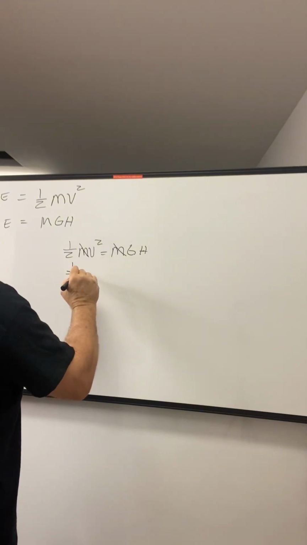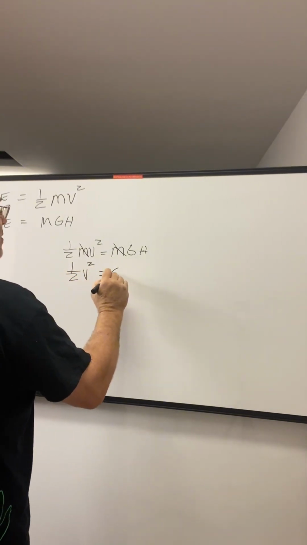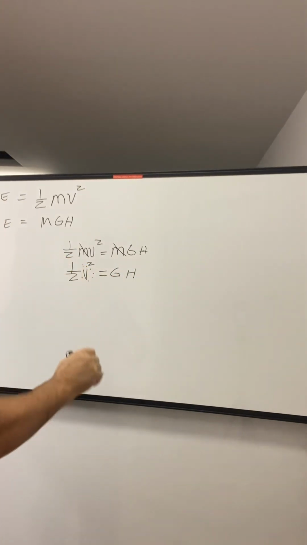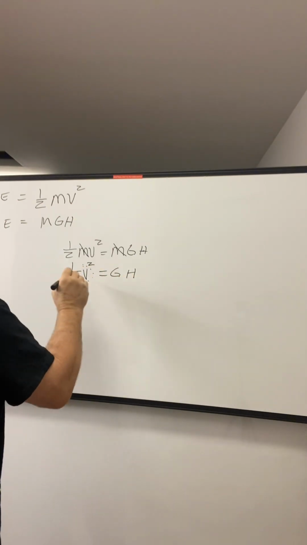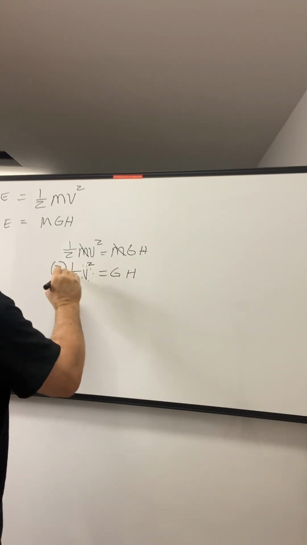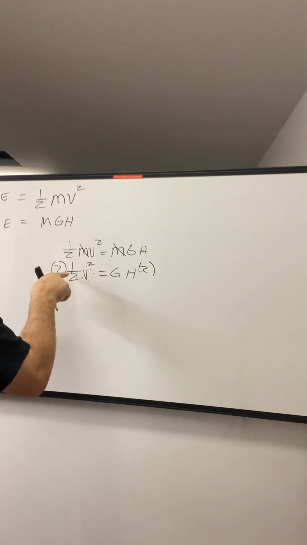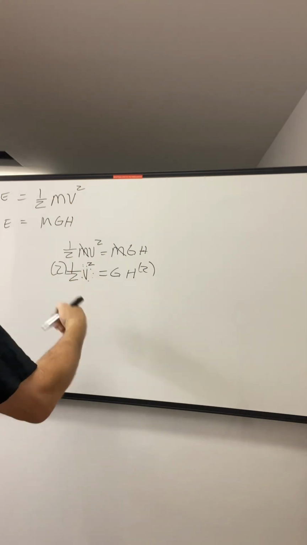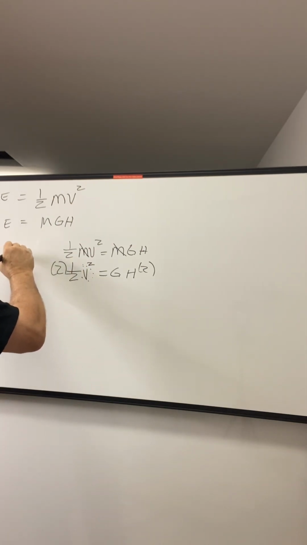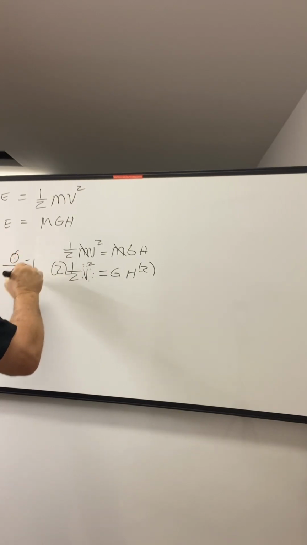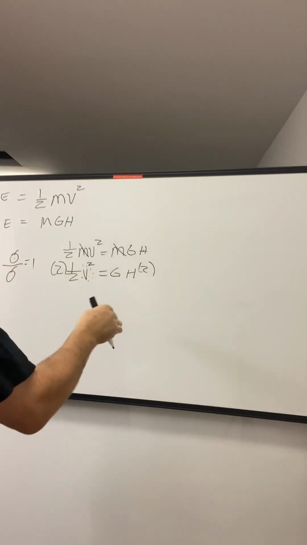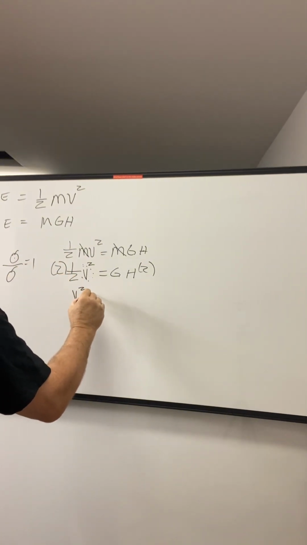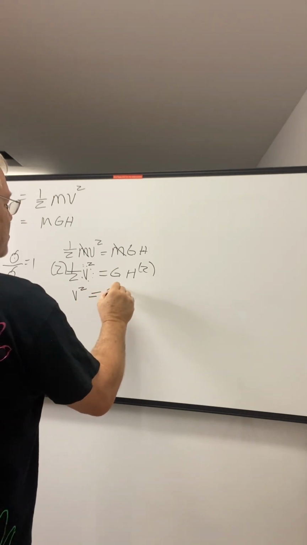1/2 velocity squared equals gravity times height. We want to solve for velocity. So if we multiply both sides by 2, that gets rid of the half, because 2 over 2 is 1. Anything over the same thing, an apple over an apple, equals 1. So now we have velocity squared equals 2gh.